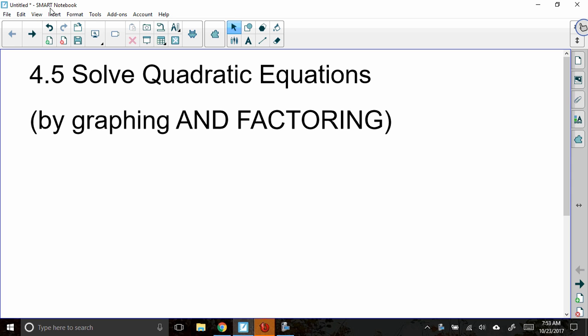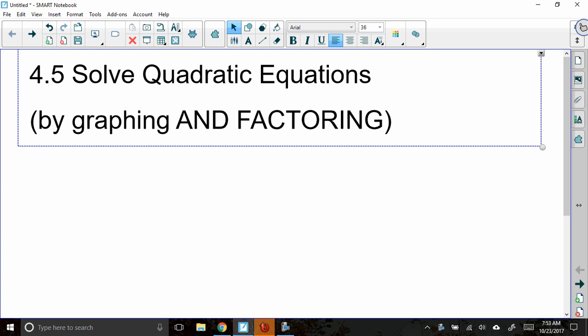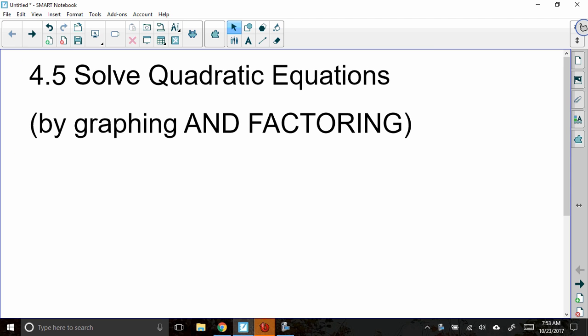We're almost at the midpoint of the chapter, and the title is Chapter 4, Section 5. We're going to be solving quadratic equations, and there are two techniques we're going to look at today. One of them is graphing. We're not going to focus too much time on this, but everybody should have a calculator before them, so we will look at how to solve by graphing. And the primary thing we want to look at today is solving quadratic equations using a technique known as factoring.